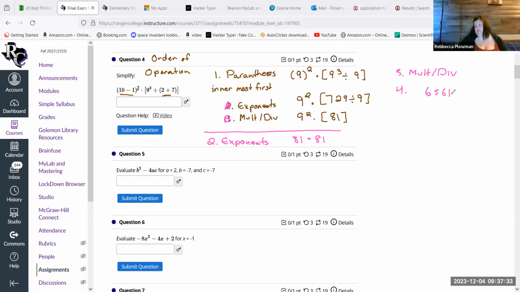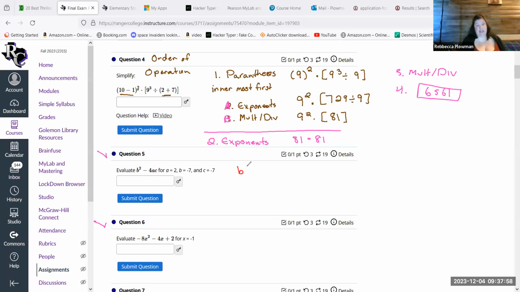$6,561. So just so you know, on your test, none of them are going to have answers that are this large. Like I said, I try to do most of it so that you could do it by hand and not need a calculator for it. We do have a question like 5 or 6. So this is evaluating an expression given some values.